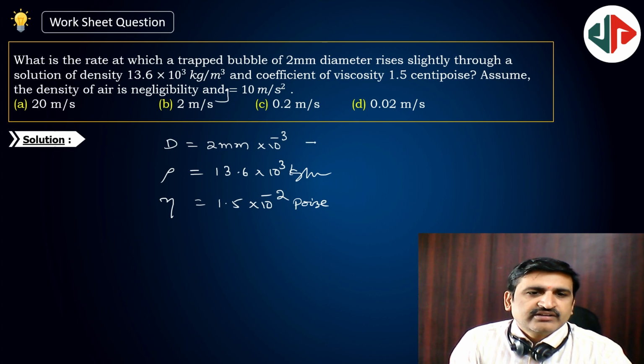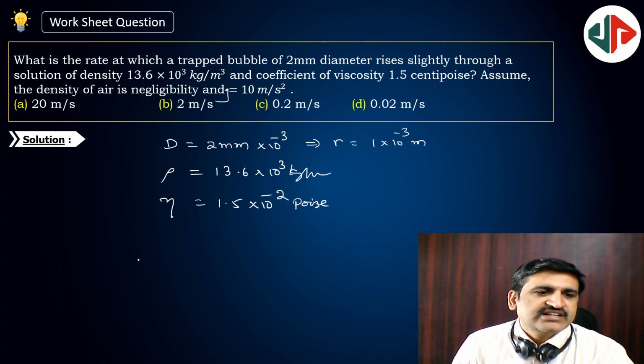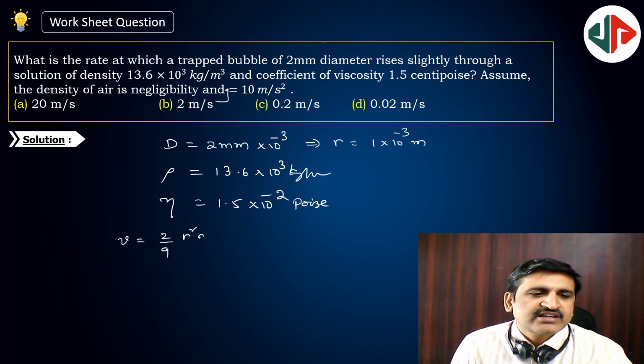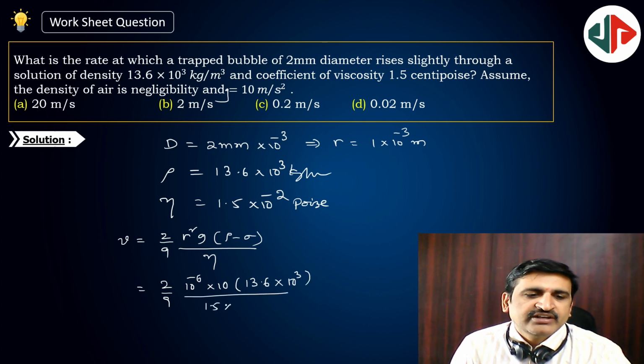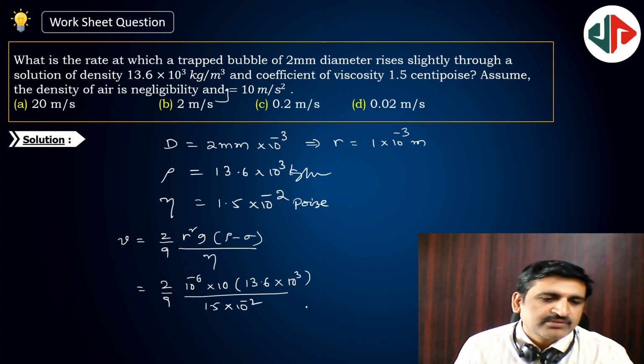So diameter implies radius r is equal to 1 mm, 1 into 10 to the power of minus 3 meter. With which velocity does it rise? Nothing but terminal velocity. What is that? Terminal velocity V is equal to 2 by 9 r square g into rho minus sigma by eta. So 2 by 9, r square 10 power minus 6, g value 10, into only one density he is trying to take up, the other one is neglected, 10 power 3 by eta. Eta is 1.5 into 10 to the power of minus 2. Centi means 10 power minus 2 only.